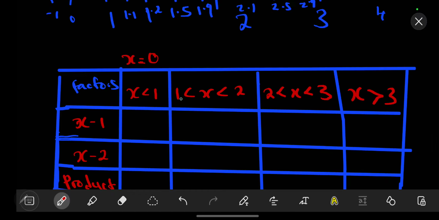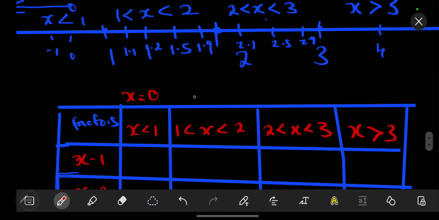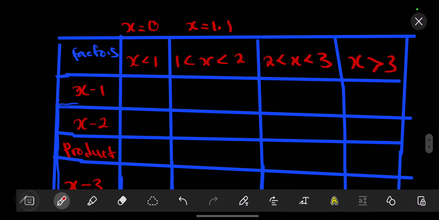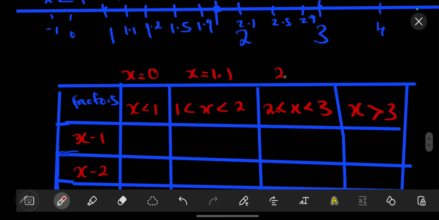So the value that is between 1 and 2 can be 1.1, 1.2. So let's just use a simple one. We can say that x is equal to 1.1. 1.5 is also okay. Then the value between 2 and 3 can be 2.1. If you want, 2.5 is okay, 2.4, 2.3, anything. Then for the last value, if x is greater than 3, x could be equal to a value such as 4.